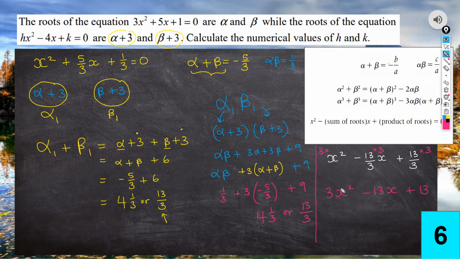So the values of h is 3, and k is 13. I believe they made a mistake here. In the middle, they were supposed to have minus 13. They made a mistake, so watch through the working and make sure you see your mistakes.